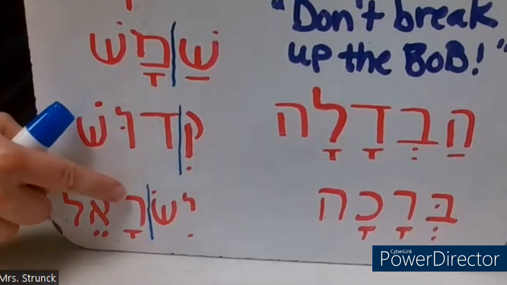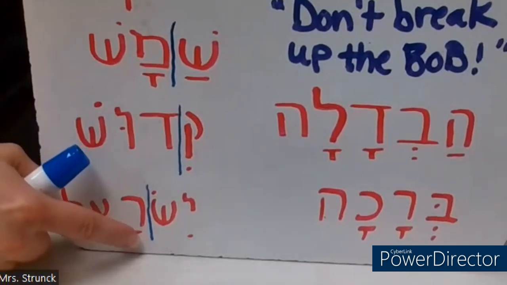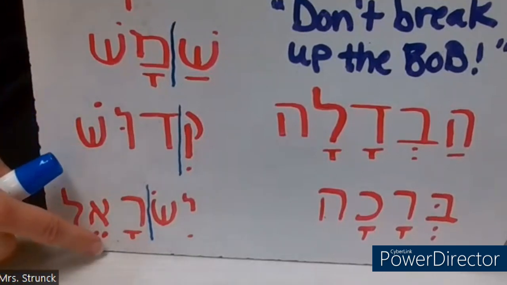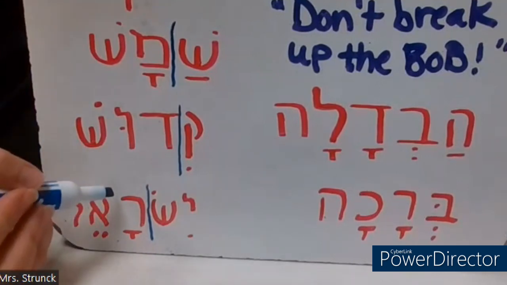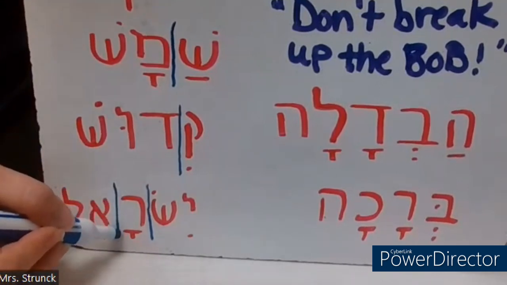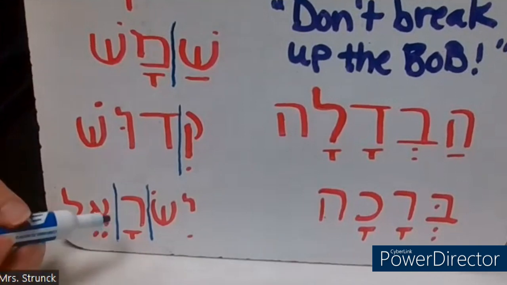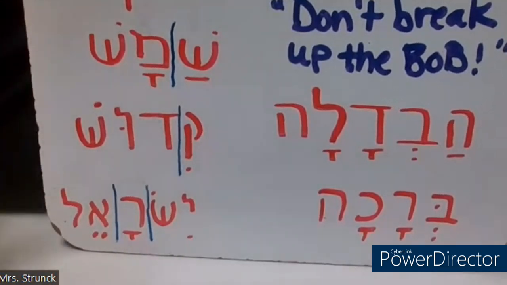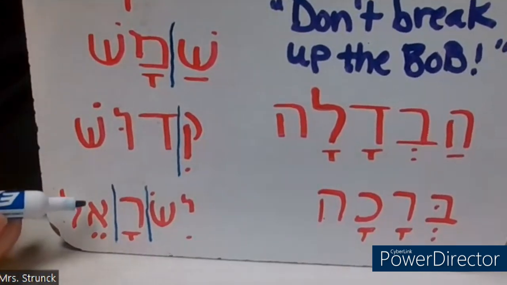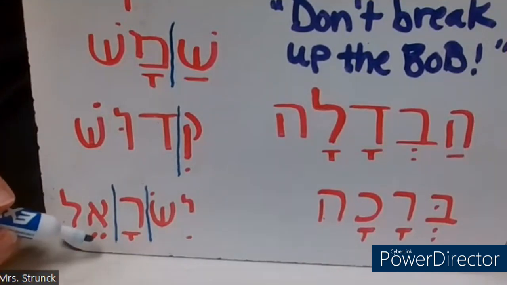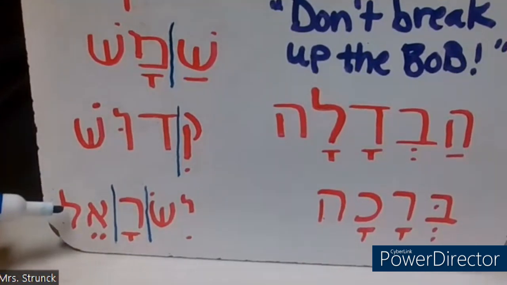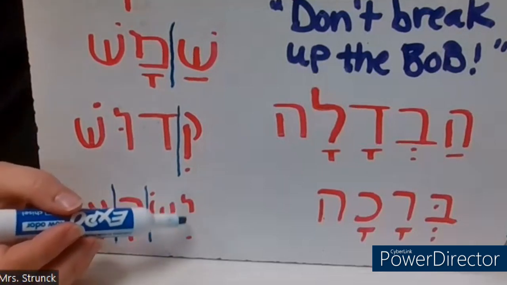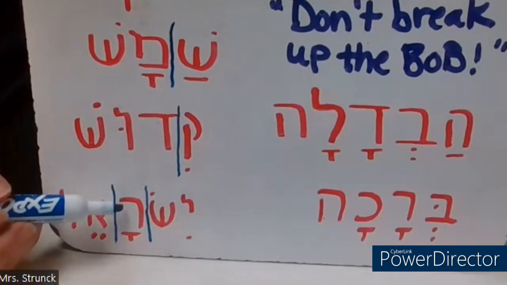And then I start here and I say letter, vowel, letter, vowel. Okay, so we got to break that up. That's like mama, and put the line right after the first letter and vowel. Okay, let's see what we got left. Letter, vowel, letter. That's like Bob, and we don't break up the Bob. But we've got Yisrael.